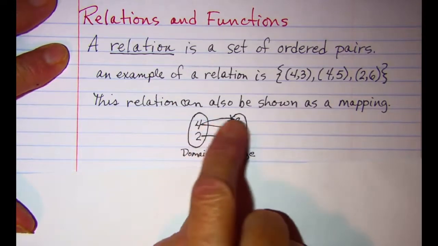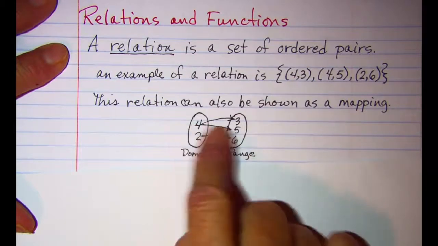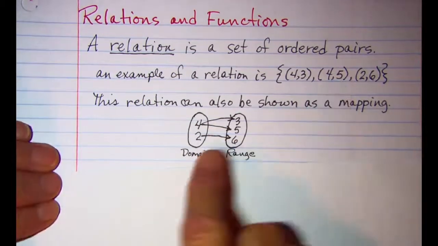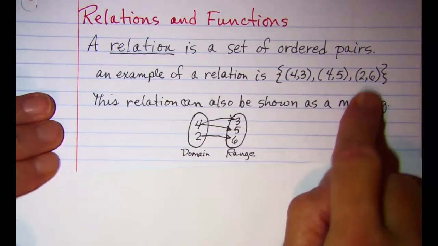4 maps onto 3, that's this ordered pair. 4 maps onto 5, that's this second ordered pair. And then 2 maps onto 6, that's this third ordered pair.